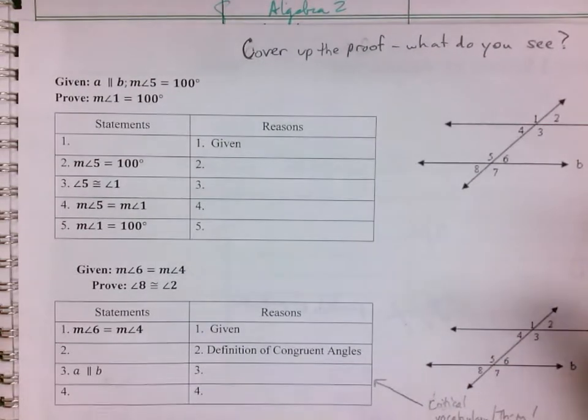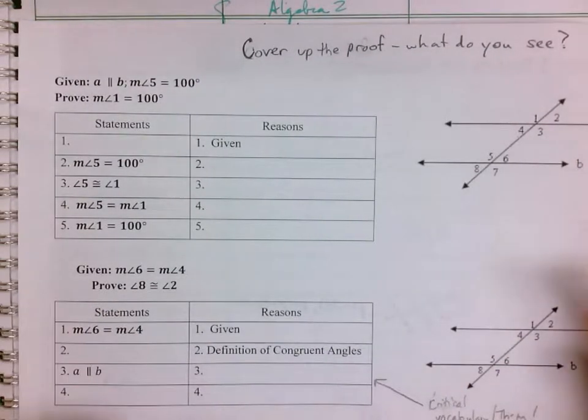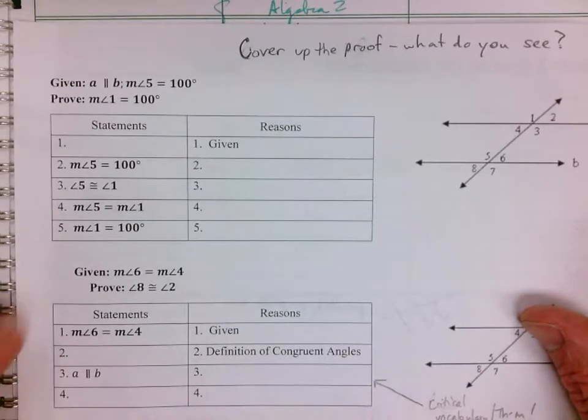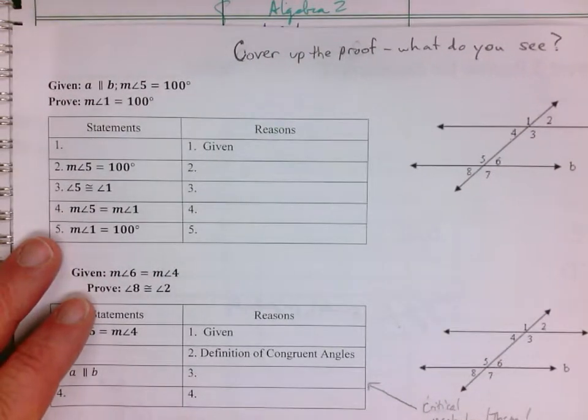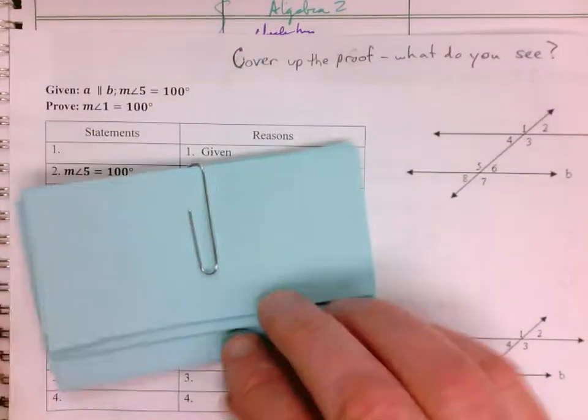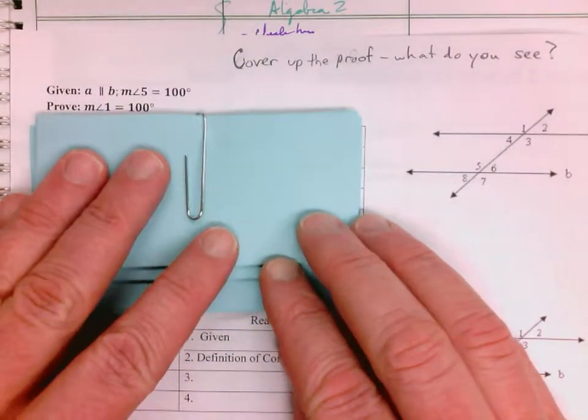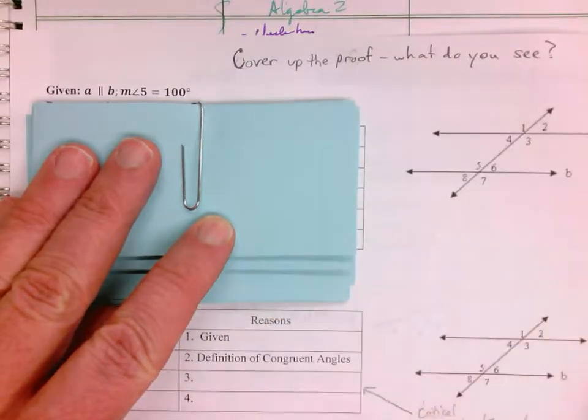This video is going to go through a little of the proofs that are on the back of your review and just giving you some strategies again. Remember, our number one strategy: cover up this whole thing, even cover up the prove line, and say, what do I know when I look at this picture?